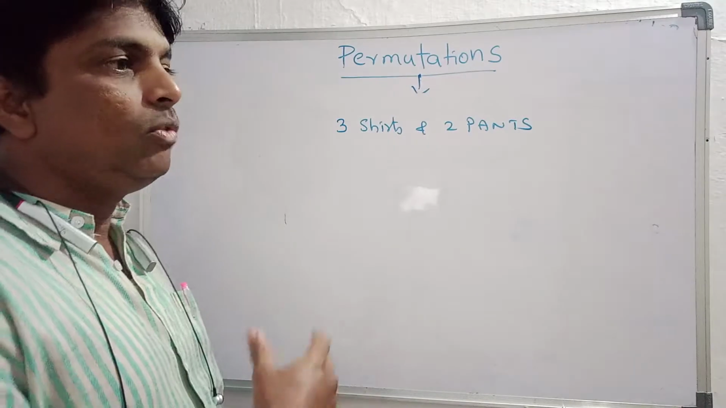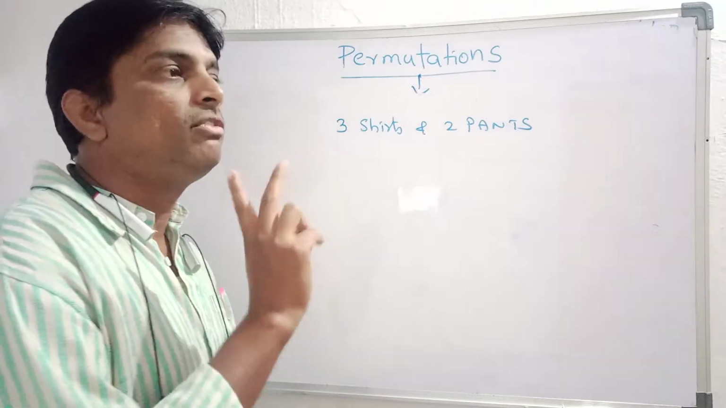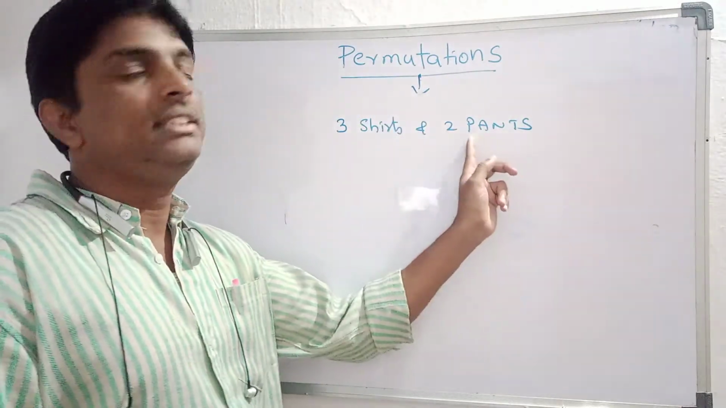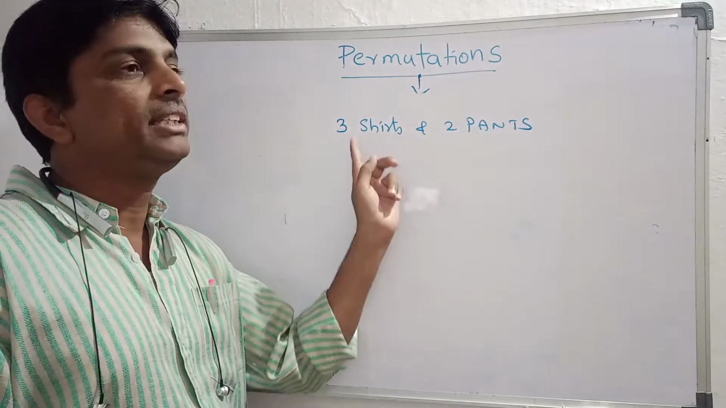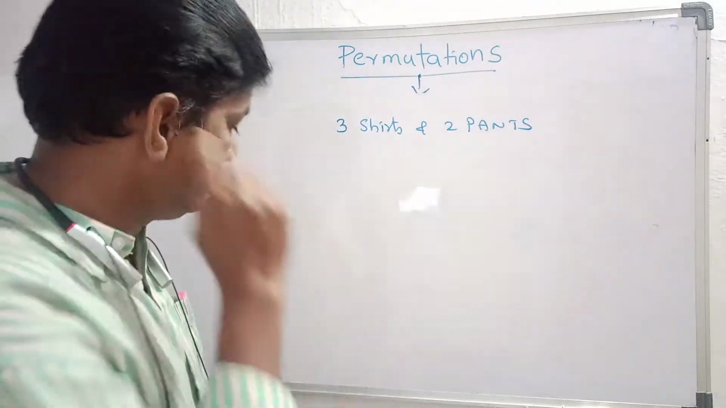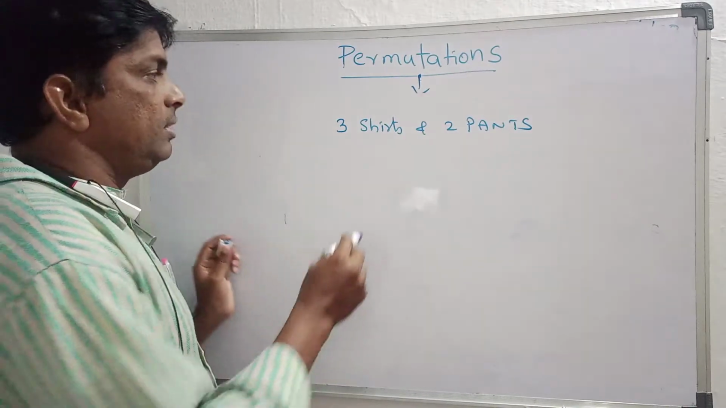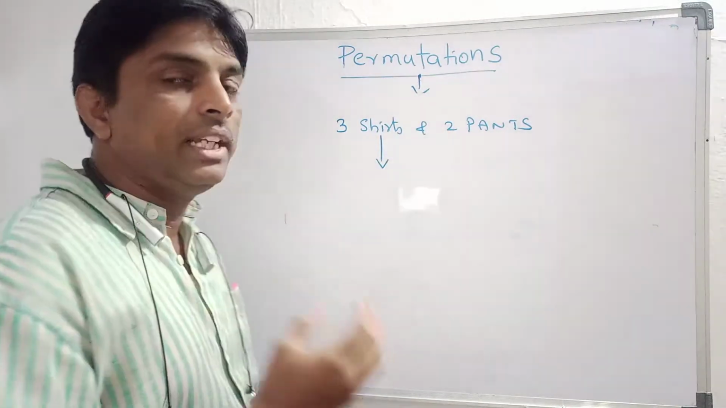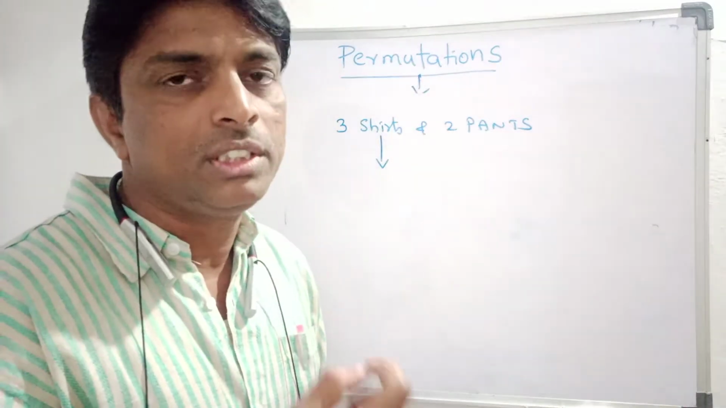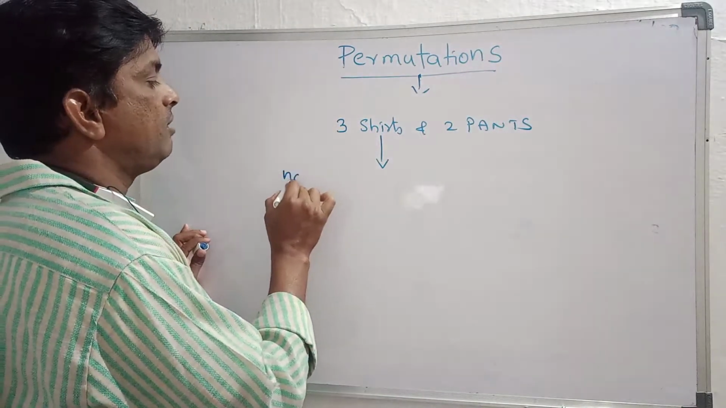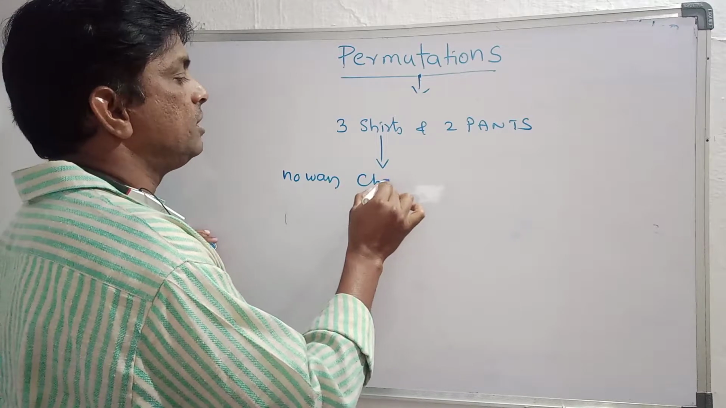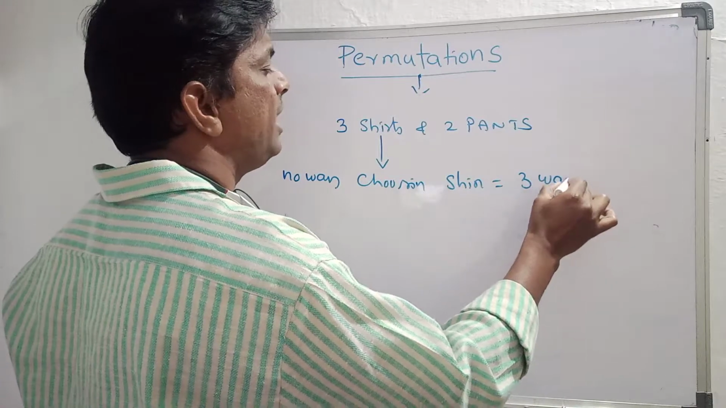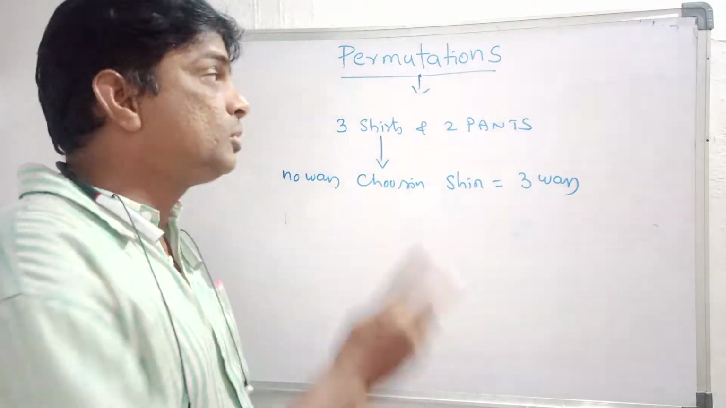Since he wants to dress up for his birthday, he has to perform two things. He has to wear the shirt as well as the pant. So both works have to be done, one after the other. Now let's see how many ways he can choose a shirt, because three shirts are available. He can choose any one shirt in three ways.